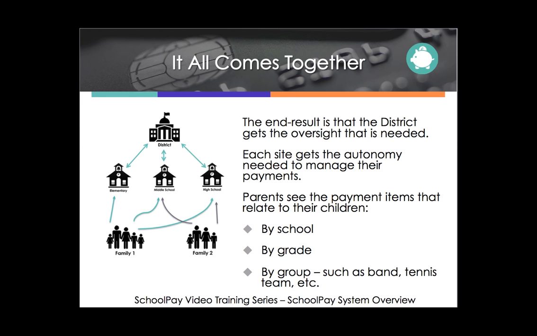Parents see the payment items that relate specifically to their children, and remember, this can be specific by school, it can be specific by grade, as well as by group. And group would be, for example, payment items appearing just to the families that have a child in band or on the tennis team. Those are examples of groups in SchoolPay.